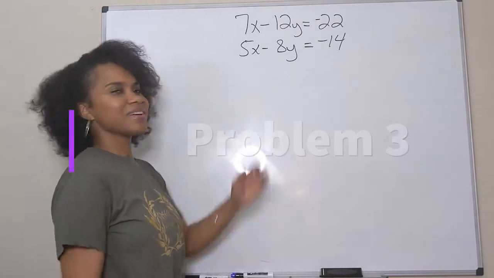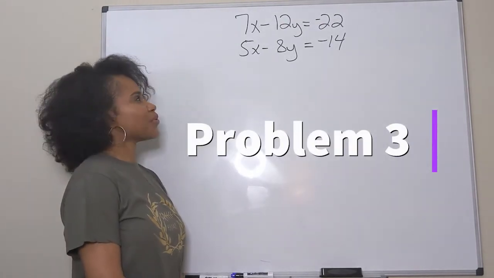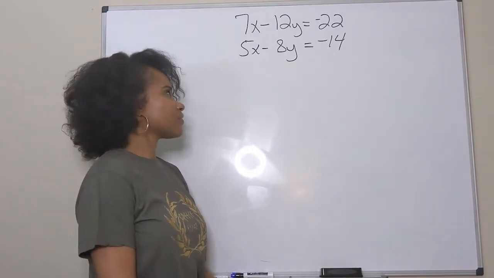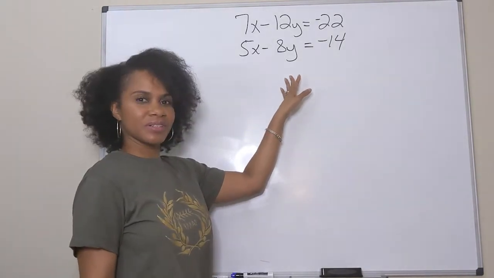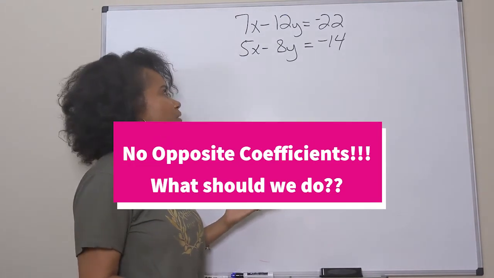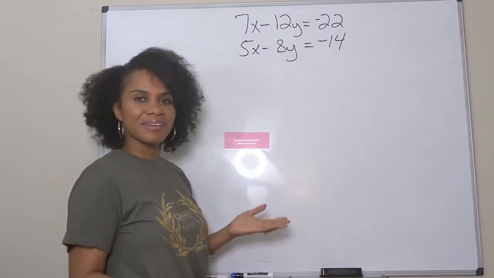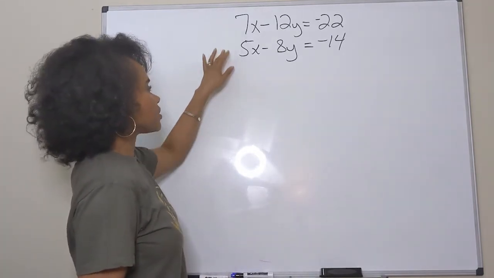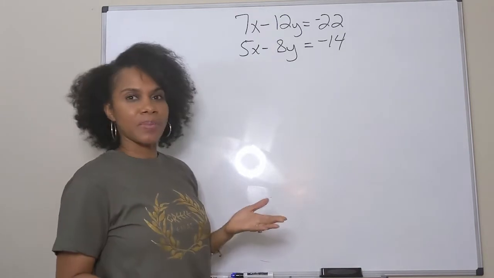All right, so let's tackle this problem right here. What is the first thing that we notice? Well, we notice that we don't have any of the same coefficients, or we don't have any opposite coefficients. So what are we going to do? Well, we have to make them opposite coefficients by multiplying both equations to give me opposite coefficients.